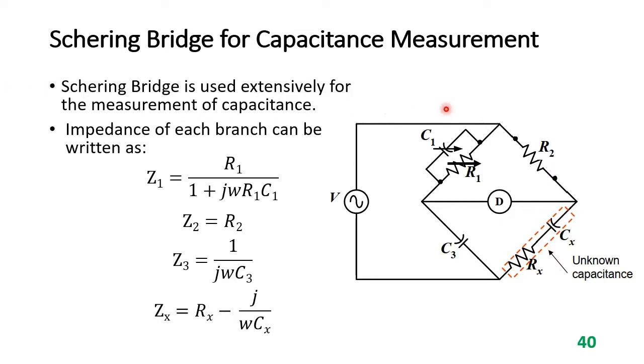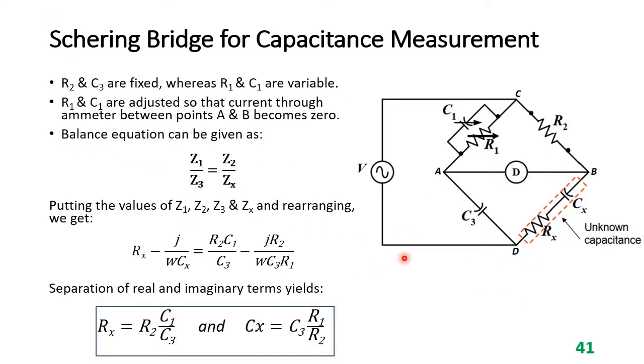For that purpose, we use this bridge circuit called Schering bridge. Unknown capacitance is placed here. The impedances of all the branches can be given by these expressions, where Z1 is the parallel combination of C1 and R1, Z2 is equal to R2, Z3 is equal to 1 by j omega C3, and Zx can be given as Rx minus j over omega Cx. Here Rx can be the internal resistance of this capacitance. In this bridge circuit, C3 and R2 are fixed, whereas R1 and C1 can be varied.